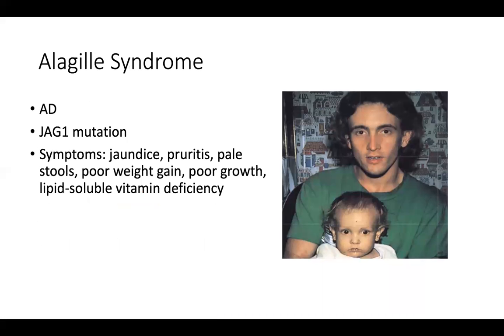Alagille syndrome, he had a star by this. I would know that it's autosomal dominant and it's a JAG1 mutation. Symptoms are going to be jaundice, pruritus, pale stools, poor weight gain, poor growth, and then lipid soluble vitamin deficiency, so like ADEK. Okay. That is it. So good luck on your exam.